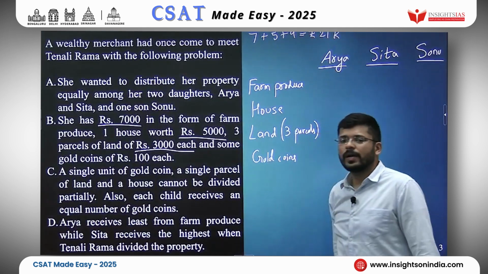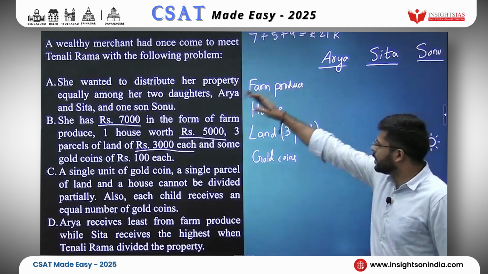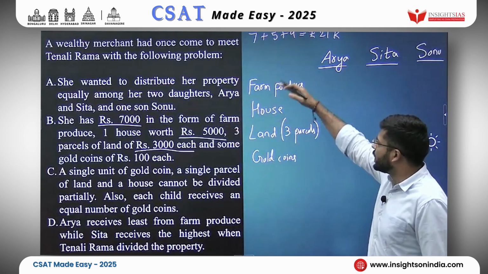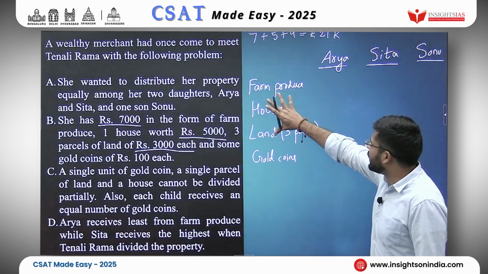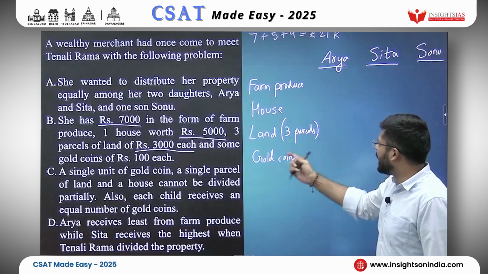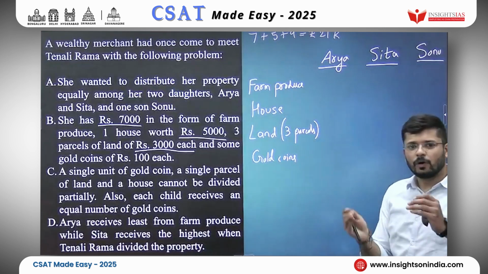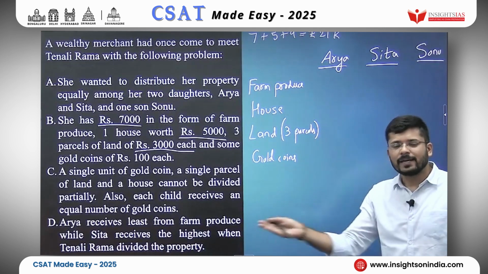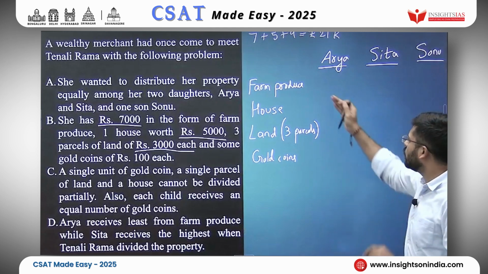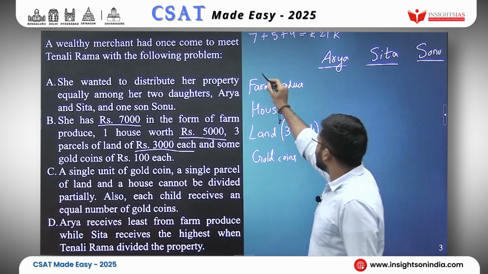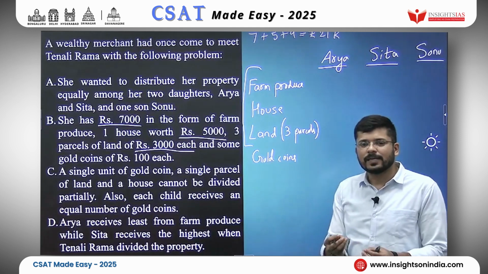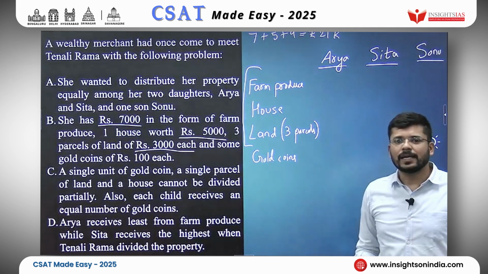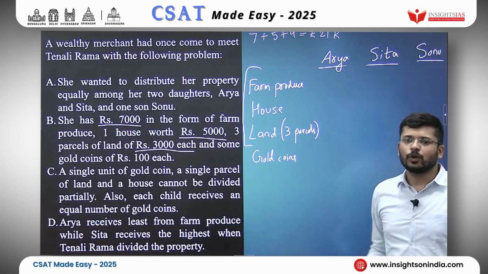That would be 21,000. So if the worth of these 3 properties together is 21,000, each of them should receive 7,000 from these 3, and the gold coins in the final, however many gold coins she gives, we can distribute them equally. So the logic here is that we shall divide these 3 properties such that the total worth that one child gets would be the same as the other 2 get.